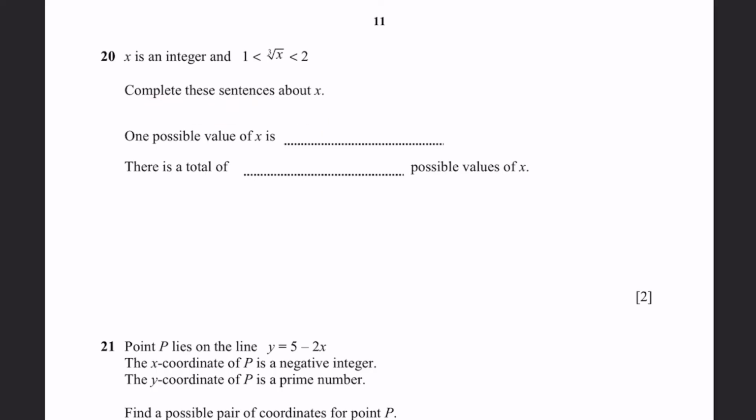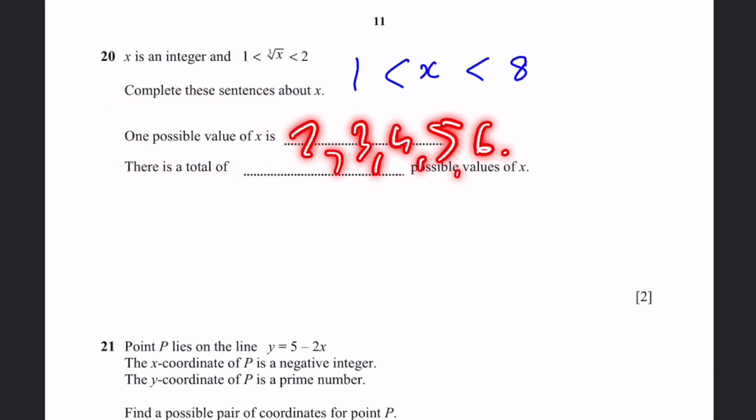One possible value of x is dash. Well, if the cube root of x is between these two values, that means the value of x will be in between two different values, 1 cubed and 2 cubed, and they are 1 and 8. So, since x is an integer, you can write the value of x as either 2, 3, 4, 5, 6, or 7. Any one of these 6 values.